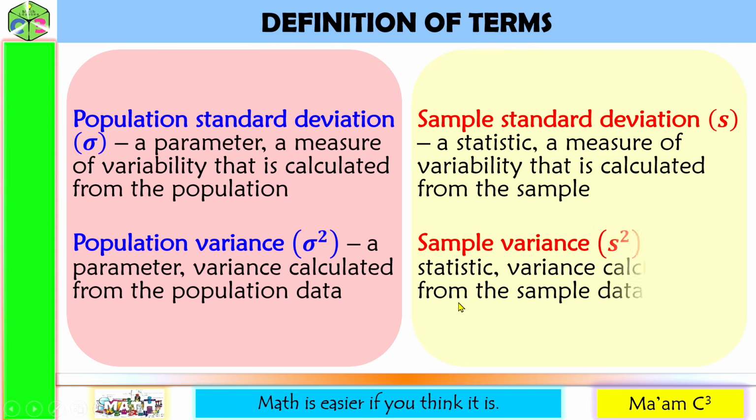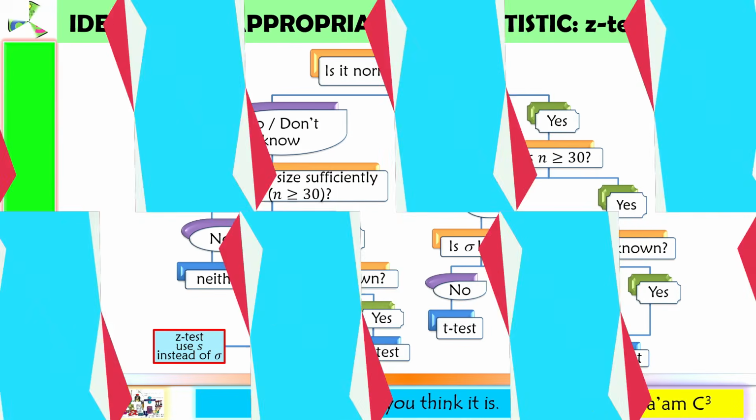Same thing is true with sample variance, denoted by S squared. When you take the square root of this, you now have the sample standard deviation. Sample variance is a statistic. It is a variance calculated from the sample data. I did not give any more technical definition of these four because our objective is not to compute them but to define them to help us in identifying the appropriate test statistic to be used.